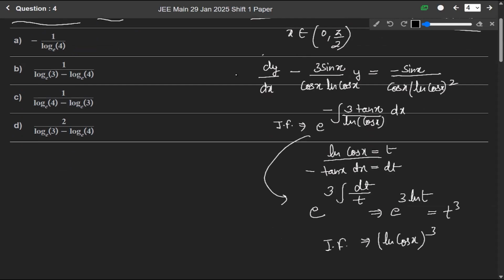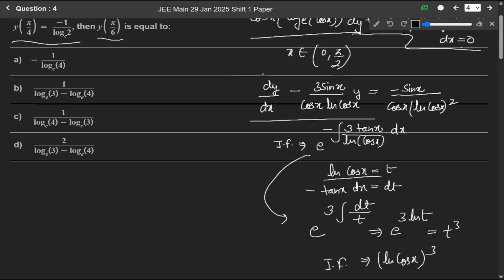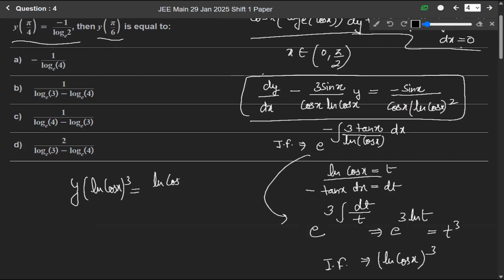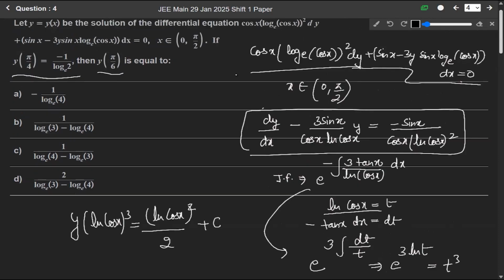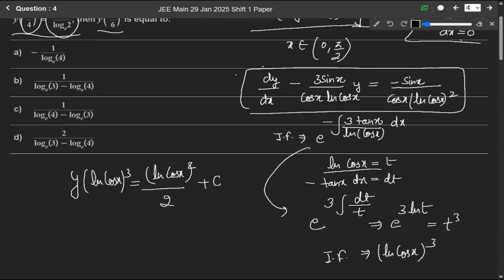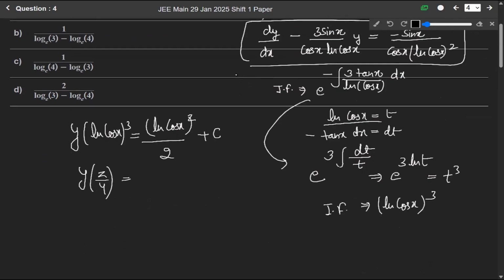So the solution for this equation will be y into the integrating factor, log of cos x whole cube, equals log of cos x whole square over 2 plus constant term c. Now in the question it is given that y(x), where x is pi by 4, at this value y will be minus 1 over log e base 2.